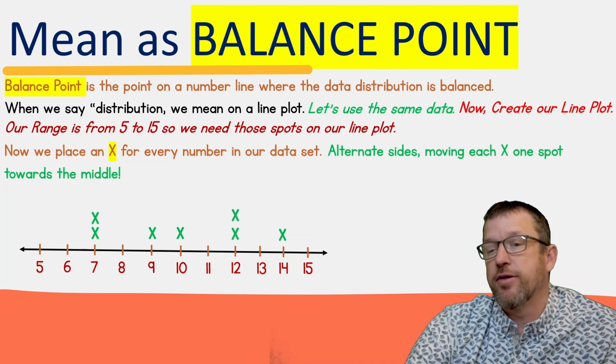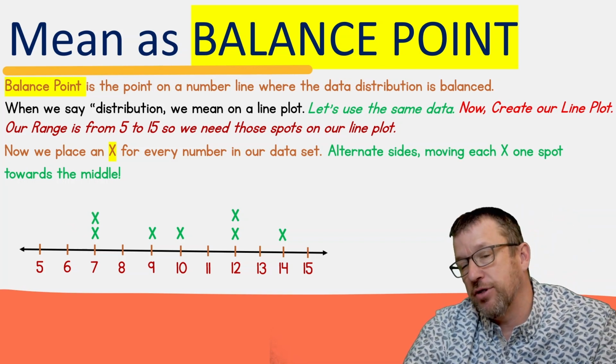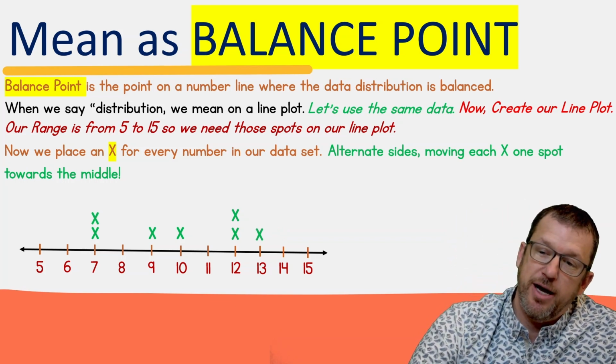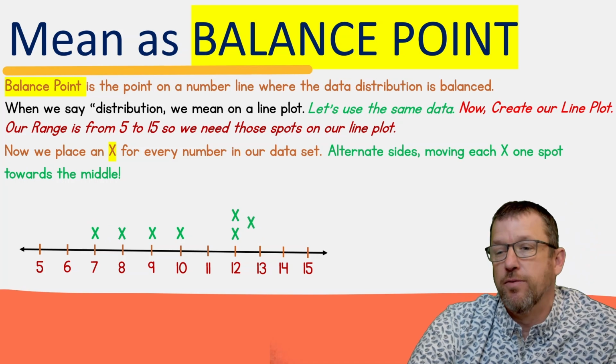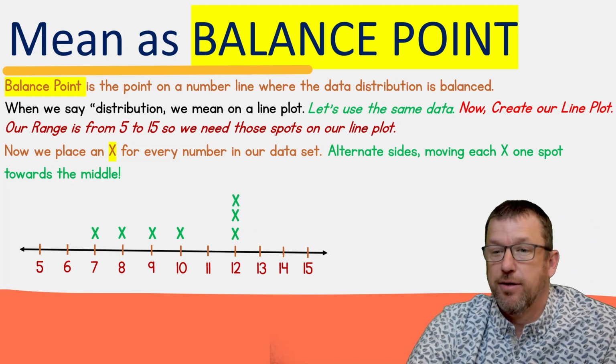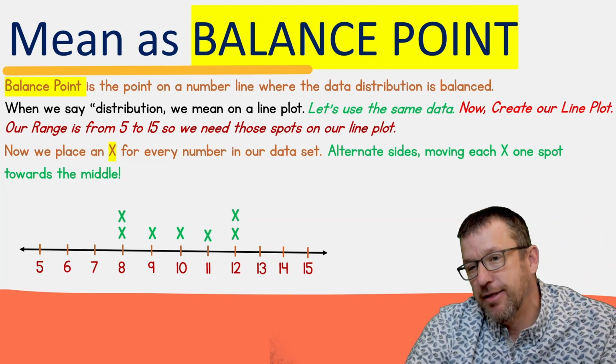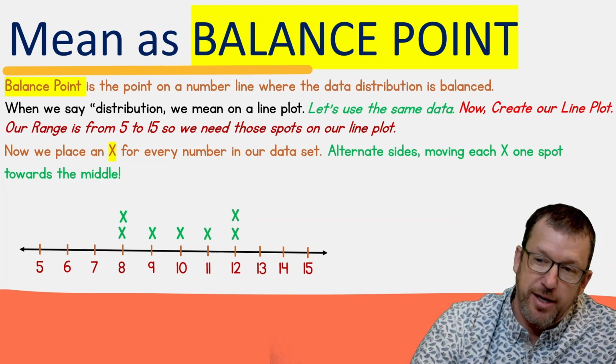We go all the way to the right and find the one that's farthest to the right, and we move it over one spot. Back to the left, one spot. Back to the right, one spot. Back to the left, one spot. Back to the right, one spot. Back to the left, one spot.